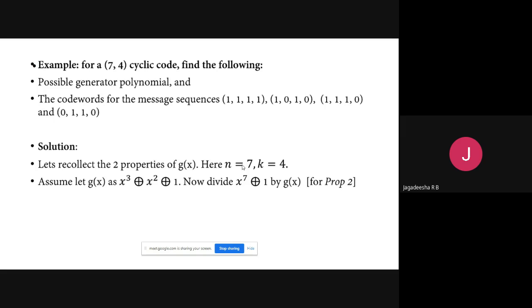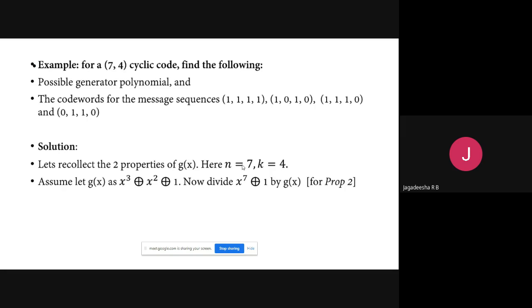And then assume g of x as x power 3 plus x power 2 plus 1. It is just a random assumption. But when you solve more examples, you will get the idea how to choose that. Whatever you have assumed, it should exhibit the properties. Now we will see whether it exhibits that property or not.